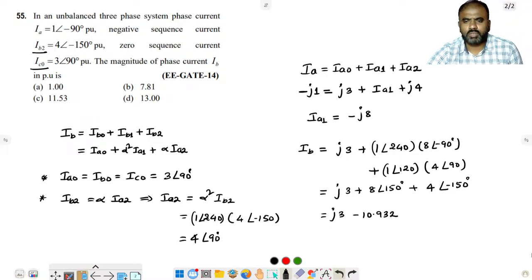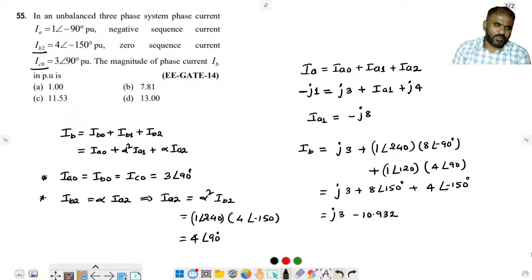Now this will turn out to be approximately 11.53. You can verify the magnitude of the current: the square root of 10.53 squared plus 9.3 squared, which is 9 approximately, gives approximately 11.33.